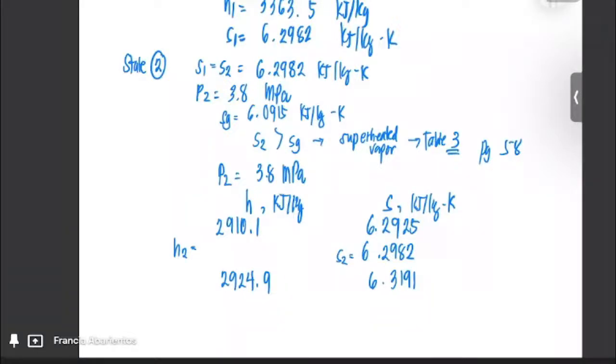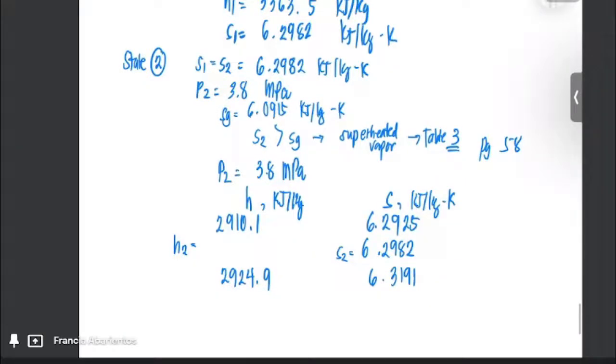May sagot ka. What is now your enthalpy? Ano nakuha nyo, class? Okay, we have now the same with me, 2913.27. Ayan. We have now properties at point 2.